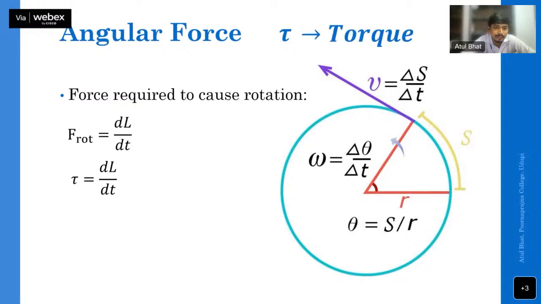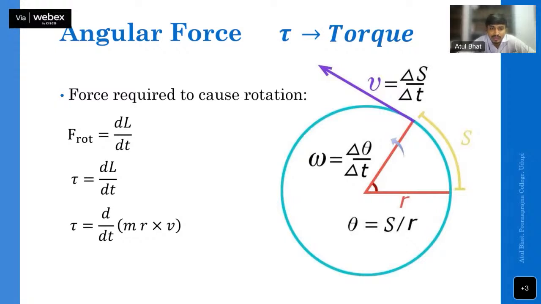So dL by dt, which we call torque here. Angular force is torque, tau. Now L is equal to m into r cross v, right? So tau is equal to d by dt of m into r cross v. Again, look at the terms here. Look at the terms very clearly.